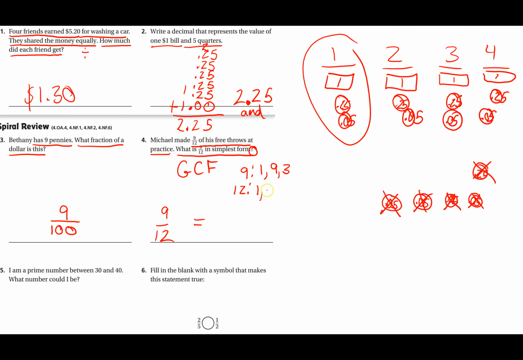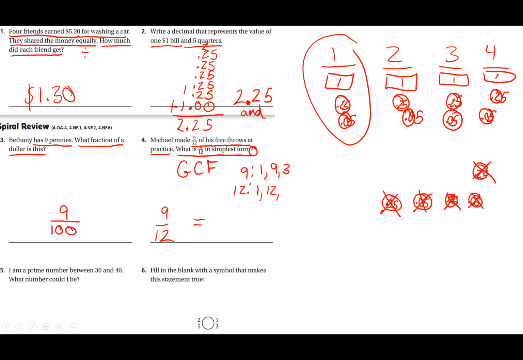Okay, to get 12, I can do 1 times 12. I can do, oh my goodness, I apologize, 2 times 6. I could do 3 times 4, and that's it. All right, now I want the greatest common factor, so between these two I want to find the biggest number that they have in common.